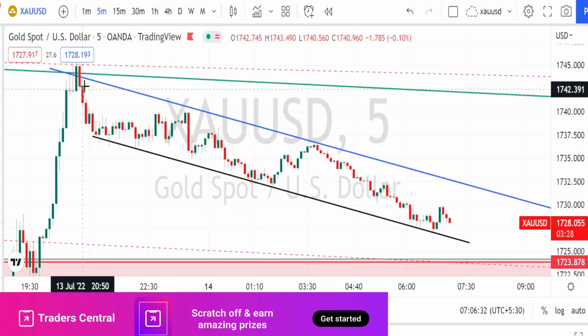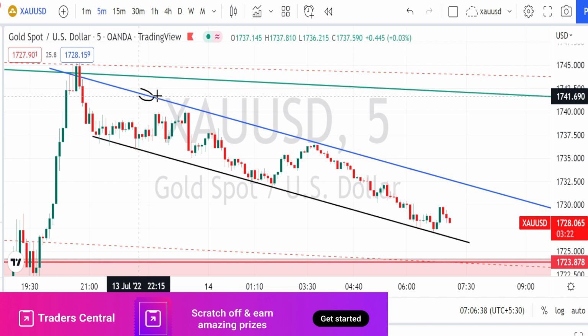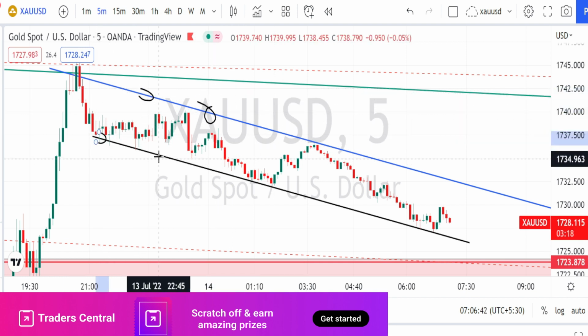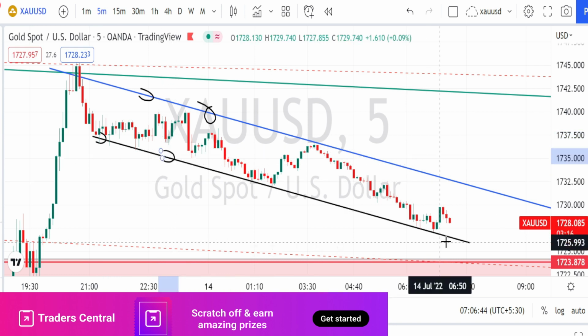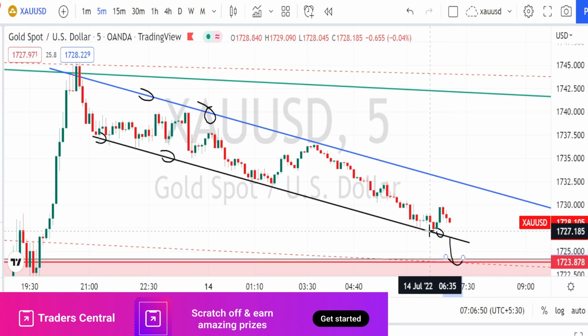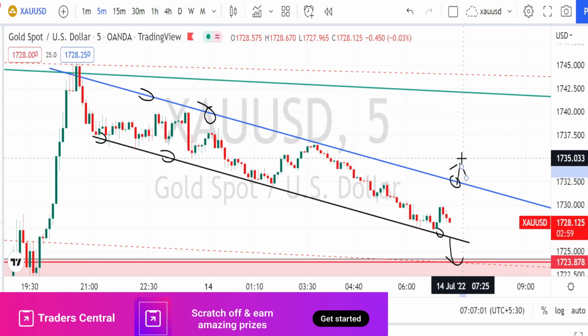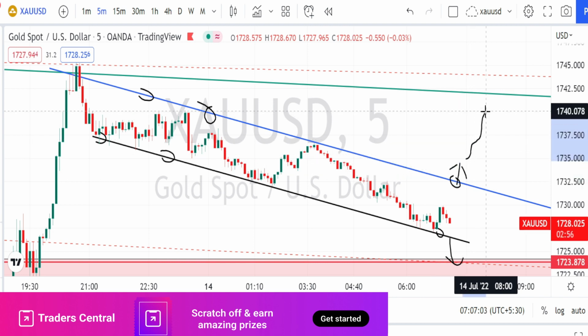I am in 5 minutes time frame. Here we have the 30 minutes time frame resistance line, and I have drawn an additional support line for the 5 minutes time frame. Wait for the price action to break this support line in order to take trades on the bearish side, which is also the current trend of the price action in higher time frames also, and wait for the price action to break this resistance line in order to take trades on the bullish side retracement.